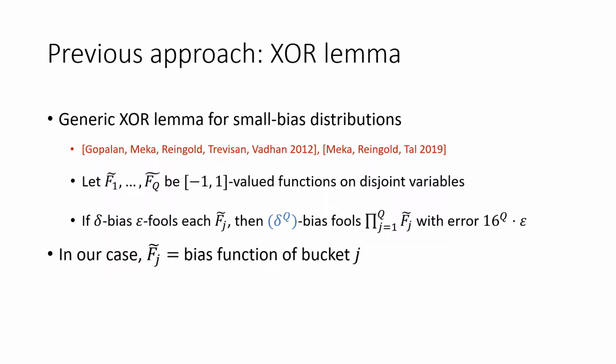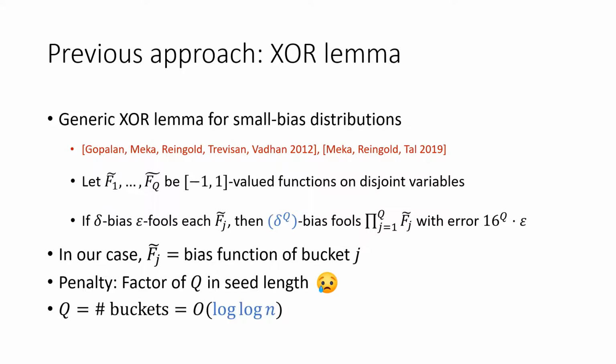The unfortunate thing about this approach is that there is an unavoidable loss in parameters. The effect is that we have to pay a factor of q in terms of the seed length. For us, q is the number of buckets, which ends up being log n. That's a pretty small factor, but we can't afford it. Remember, we want our seed length to be O of log n. So we have to do something new to beat this XOR lemma approach.